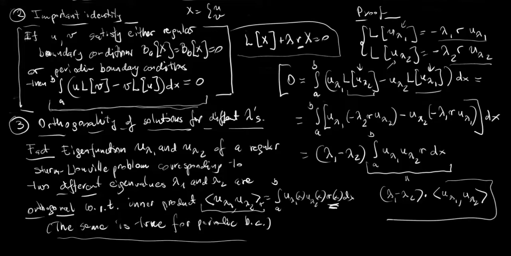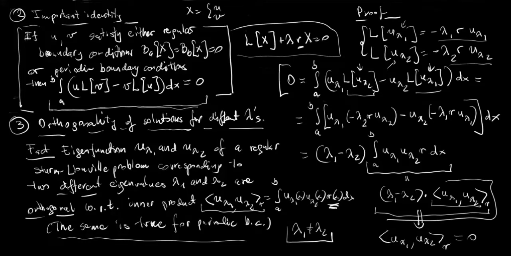And now, because we assumed that lambda 1 is not equal to lambda 2, because we consider u sub lambda 1 and u sub lambda 2 corresponding to different eigenvalues, this product can be 0 if and only if the inner product is 0. So from here we have that the inner product of u sub lambda 1 and u sub lambda 2 with weight r is equal to 0, and therefore eigenfunctions u sub lambda 1 and u sub lambda 2 are orthogonal in this scalar product. A similar argument goes in the periodic case. So the fact is true for both periodic and regular boundary conditions.